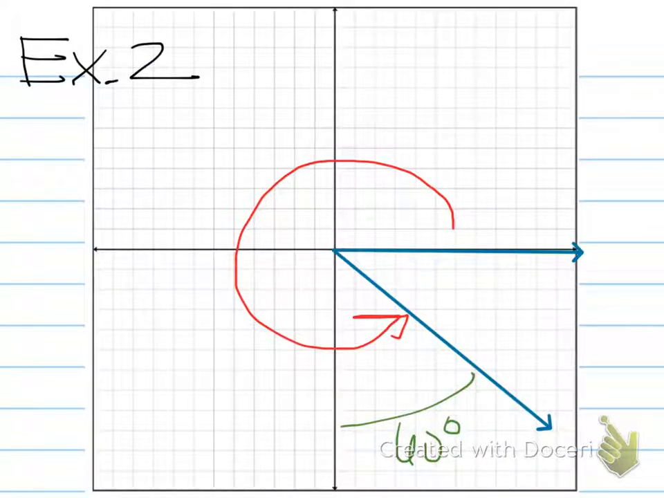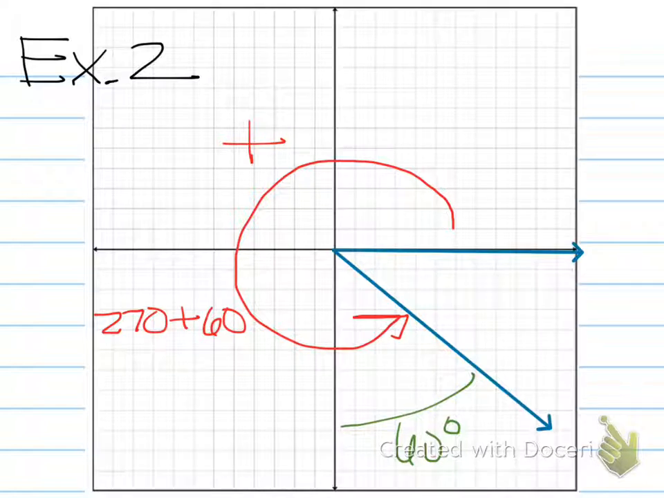All right, for this one, the rotation is counterclockwise, so it's going to be positive. The terminal side of this angle is 60 degrees past the negative y-axis, so we're going to add 60 degrees to the angle formed with the terminal side at the negative y-axis, which is 270 degrees. So 270 plus 60 would be 330.